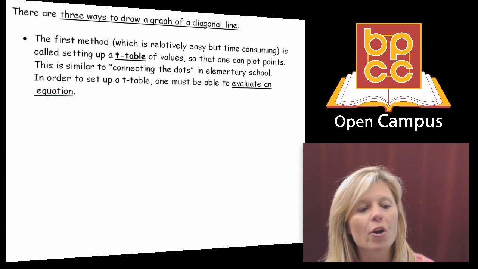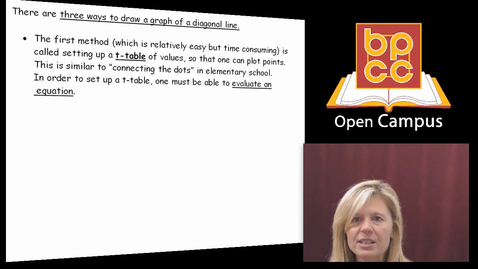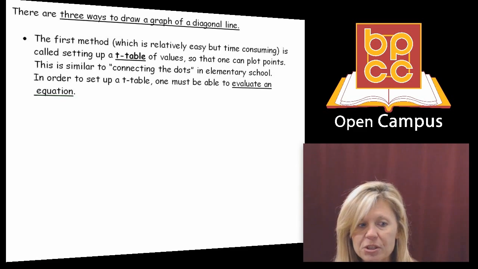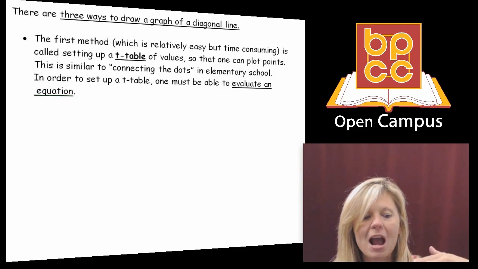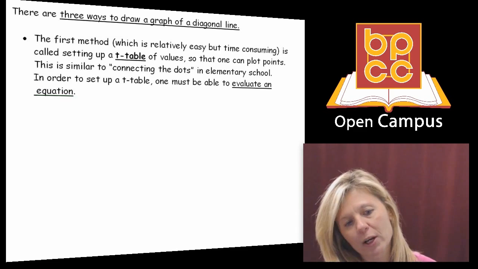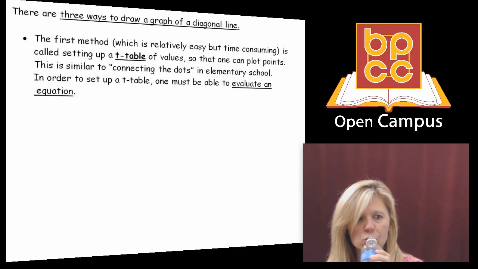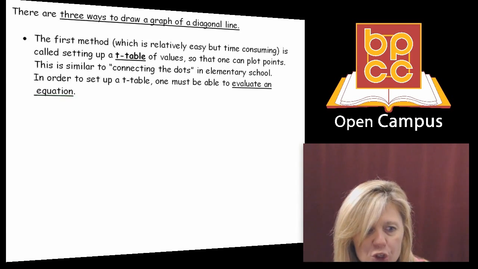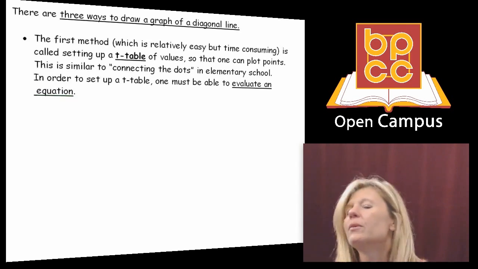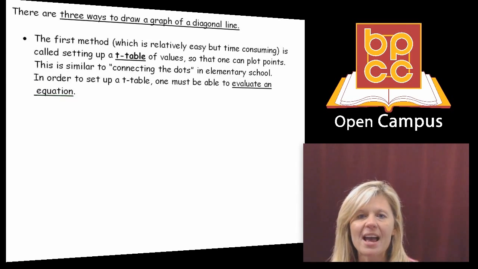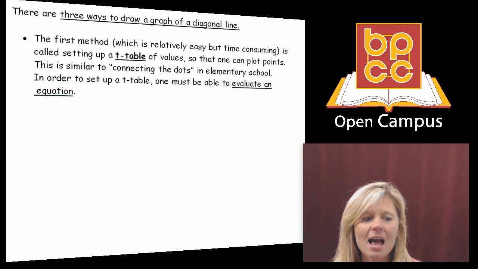Now, there are 3 ways we can graph a diagonal line. And this is important. We're going to build from how you learned it first to the quicker or more efficient method. Back in elementary school, you should have learned to set up a t-table. And in that t-table, you'll have x values and y values. And that's what you'll use to graph a line.